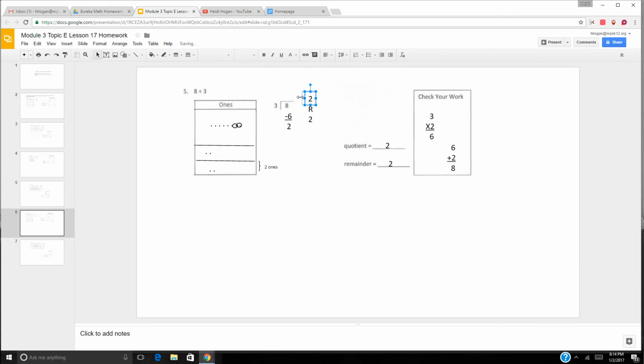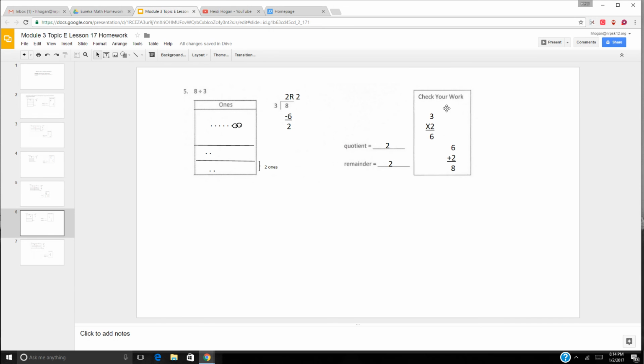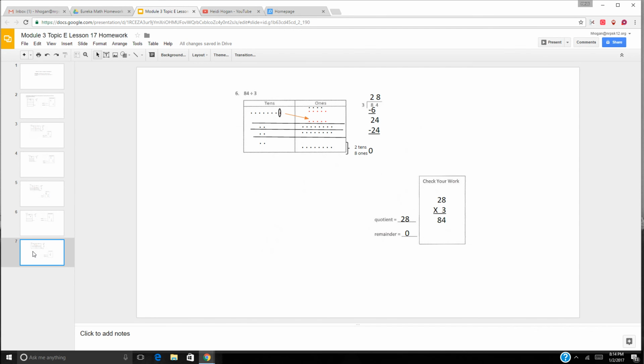Uh-oh. What happened? Go back there. There we go. And if we check our work, 3 times 2 is 6. And we add the remainder, plus 2 is 8. And our last big one, 84 divided by 3. Oh, good, I have the 3 sections. That's fabulous. Whoops, I don't know what happened to the 0. Why is that 0 there? What's going on? There it goes.